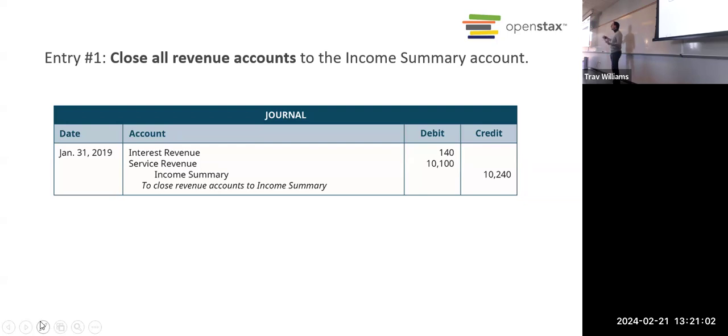But if we're debiting these two revenue accounts, we have to credit something, right? And this is a new account you haven't seen before. It's called income summary. We only use that account when we're closing out the books. It is a temporary account, but it kind of just appears one day and then we close that one out too. Okay. So that is what we credit. And that is the first step in the closing process. Any questions so far?